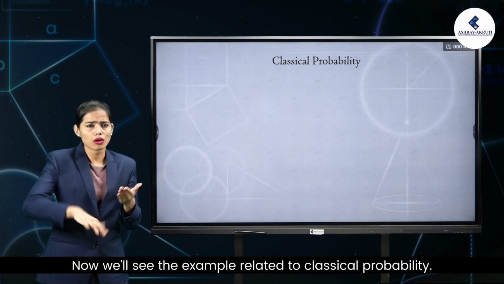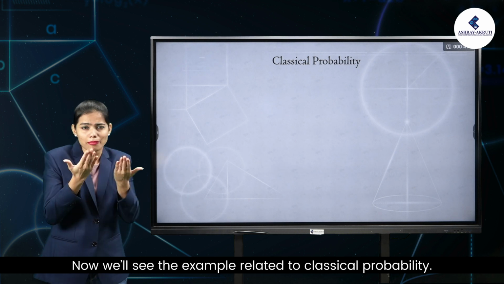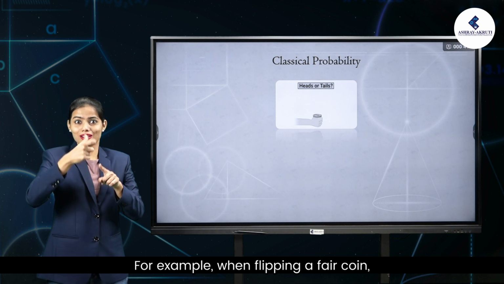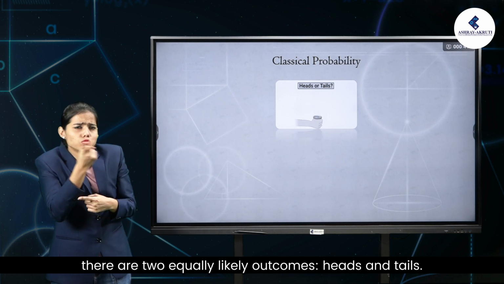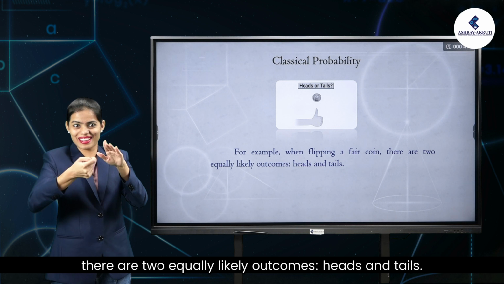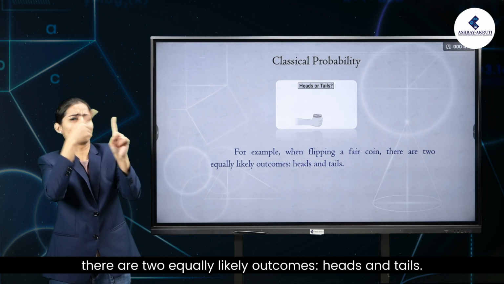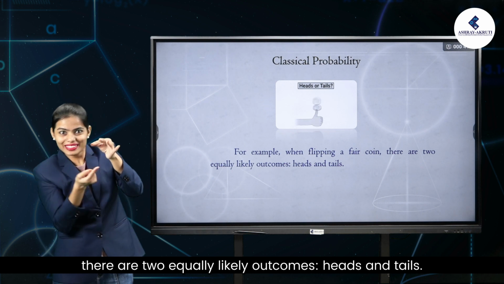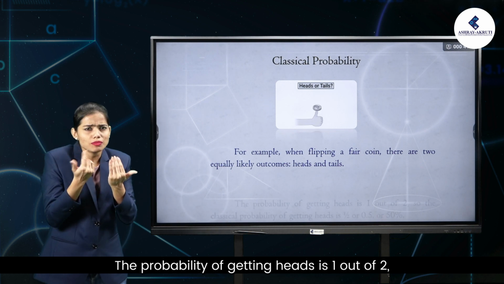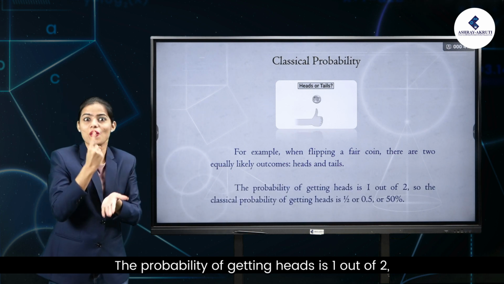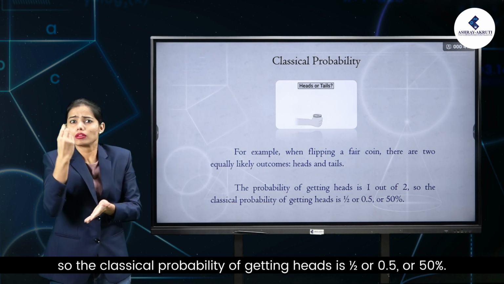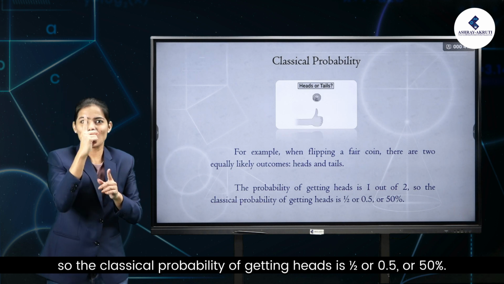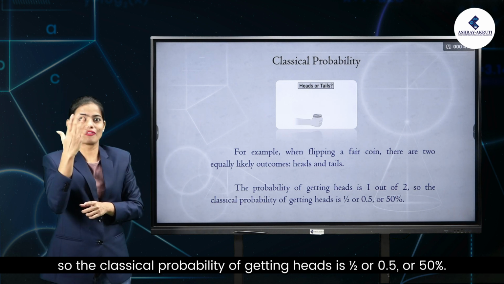Now, we will see the example related to classical probability. For example, when flipping a fair coin, there are two equally likely outcomes, heads and tails. The probability of getting heads is 1 out of 2. So, the classical probability of getting heads is 1 by 2 or 0.5 or 50%.